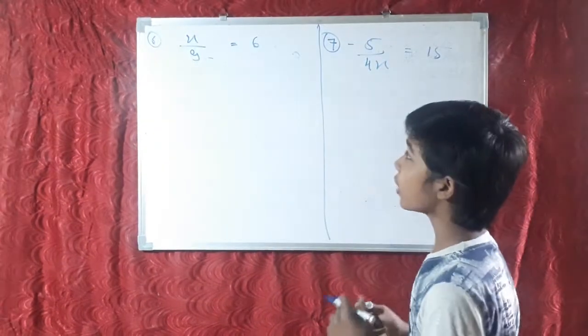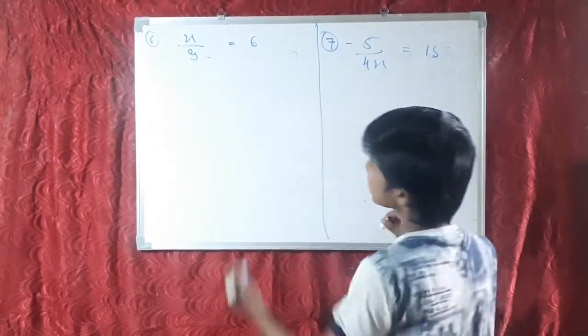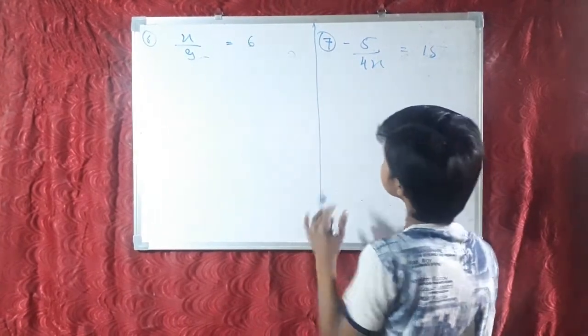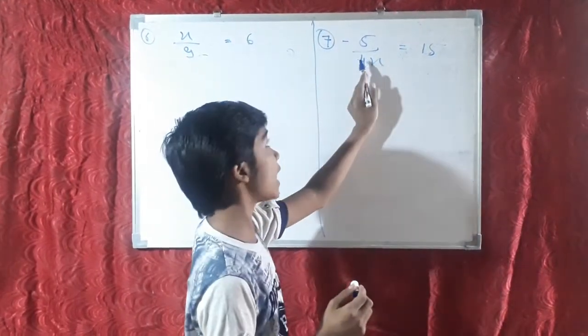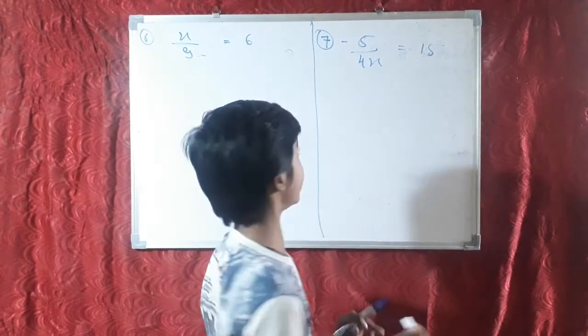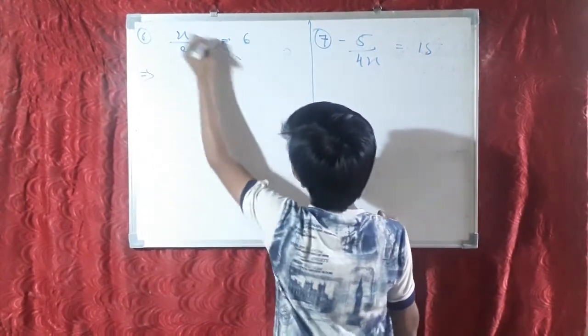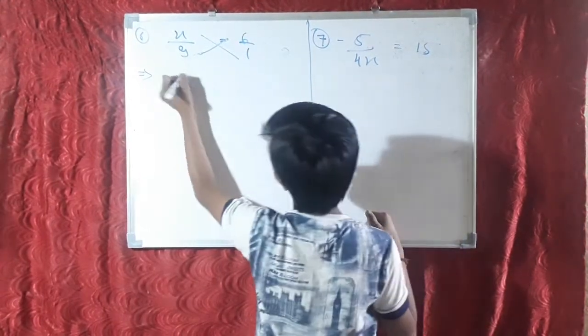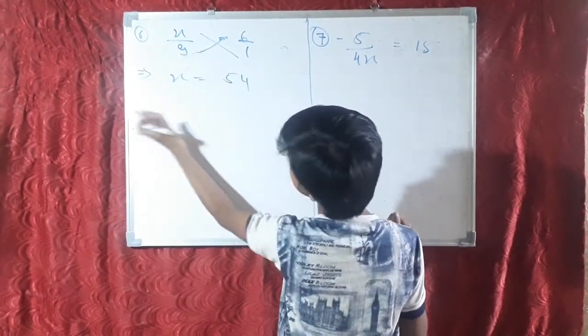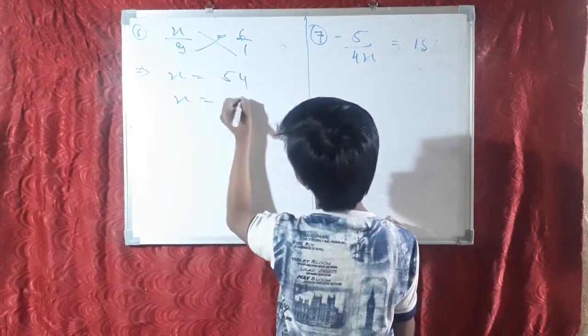So friends, now we are going to solve our 6th and 7th number question. x upon 9 equals 6, and the 7th number question is minus 5 upon 4x equals 15. So we will solve this the easiest way, and we will simply do cross multiplication upon 1. x equals what? 54. Its answer came, x equals 54.